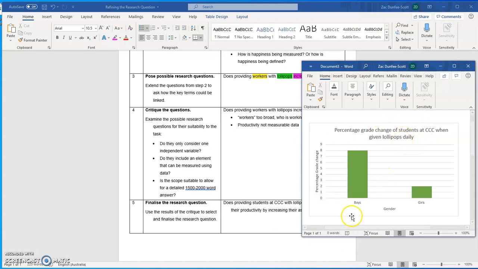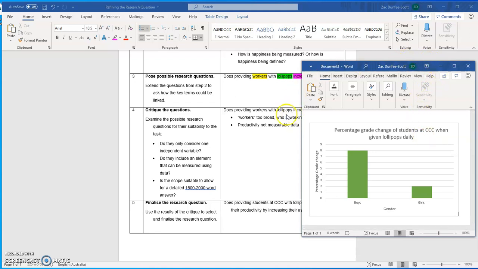Okay, maybe the boys are more extrinsically motivated, okay, by lollipops, and the girls are, doesn't really matter. Okay, this is the data that we have found. Okay, the percentage grade change, okay, of their grades going up and down of students at Chisholm Catholic College when lollipops are given daily. All right, and this is a tangible piece of evidence. This is the type of thing you'd want to find: a graph or a table that's quantitative. Okay, it has a numeric value and something that we can actually use to write our research question on.